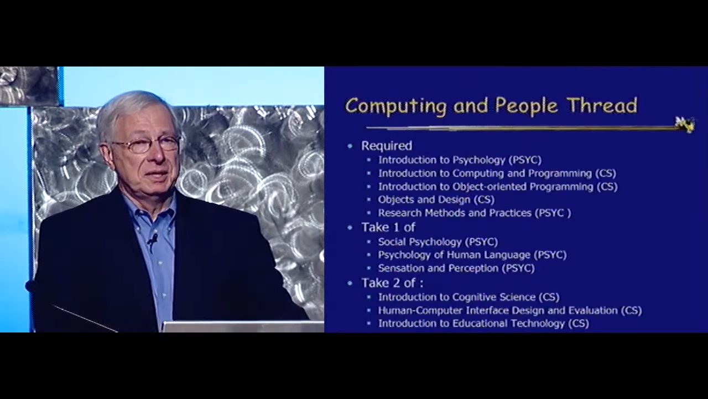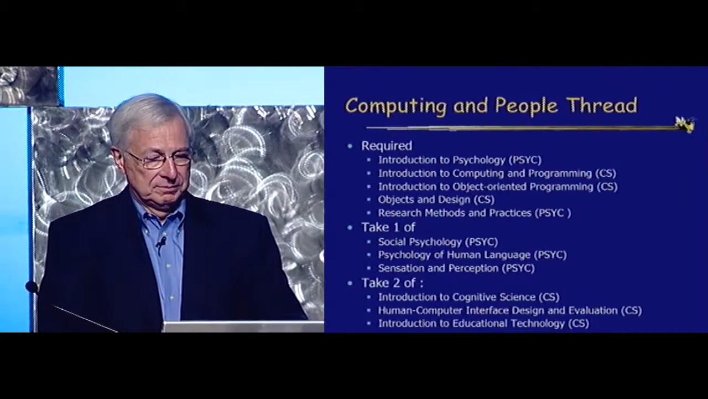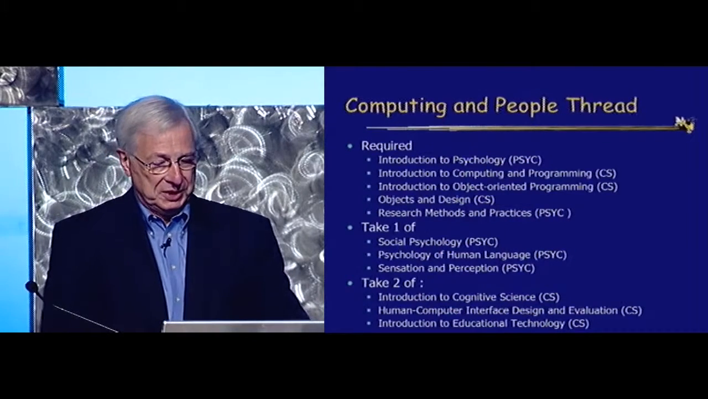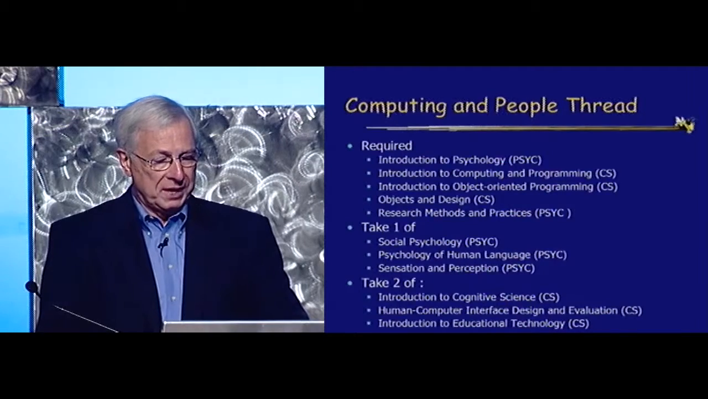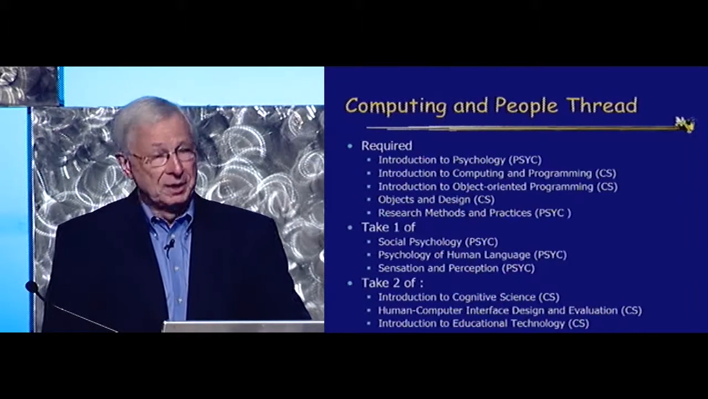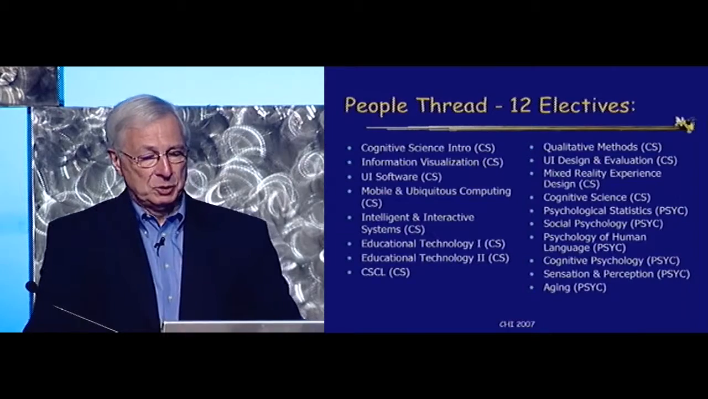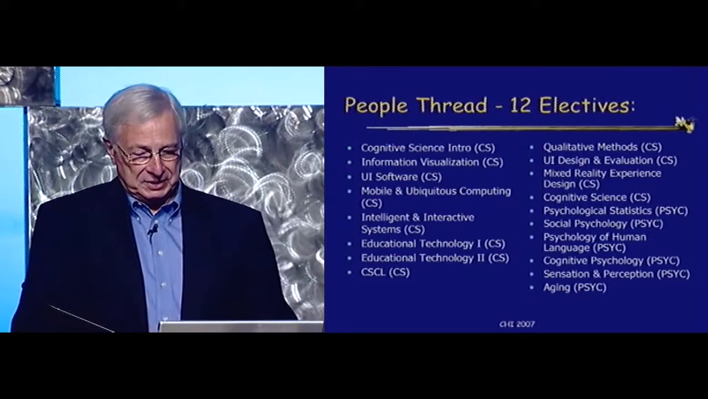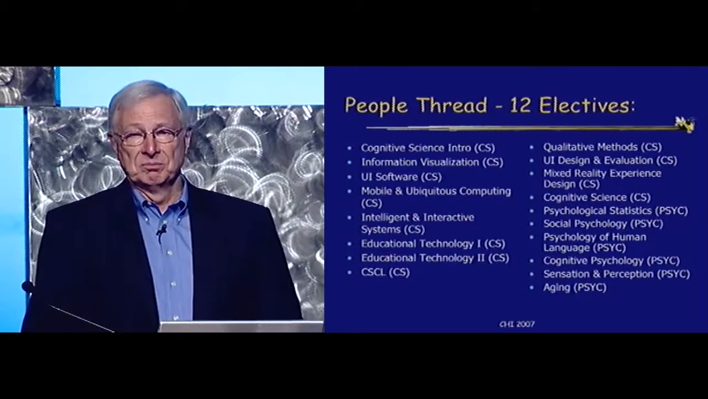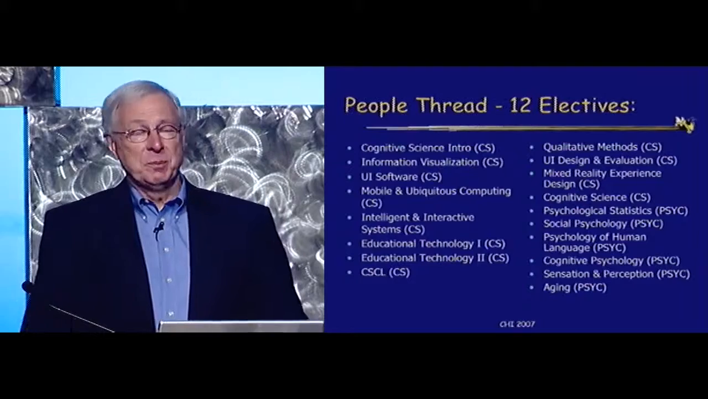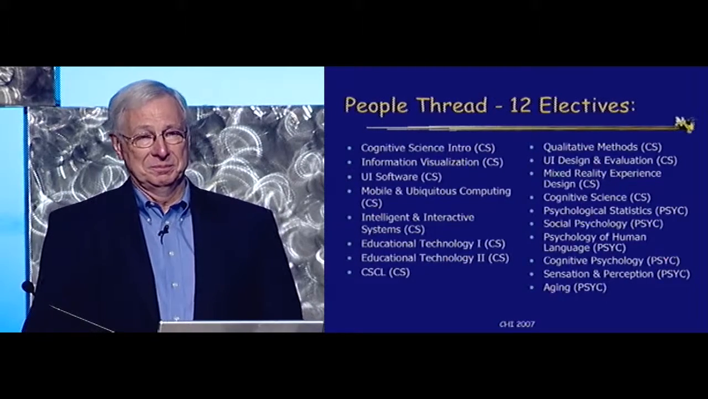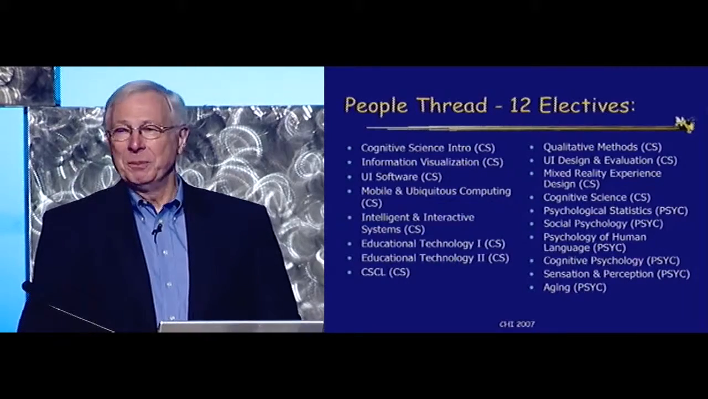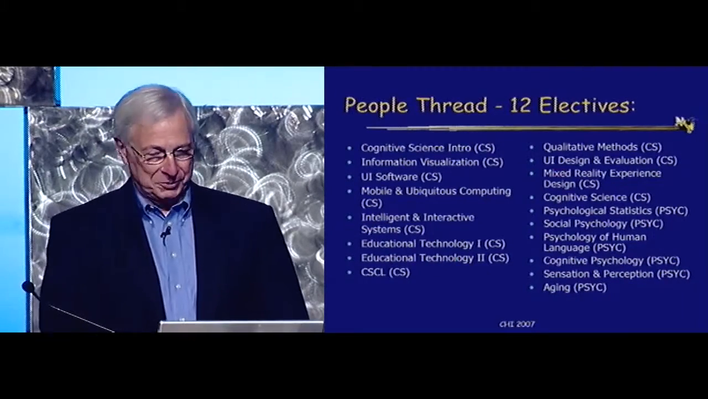What students study in the people thread, they have to take this set of 5 core courses in psychology and computer science, then taking 1 out of 3 psych courses, 2 out of 3 CS courses, and then 12 electives out of a long list of both CS and psych electives. This is not your traditional computer science undergraduate degree program, which is a good thing because, as I'll discuss later, we have problems with our traditional computer science degree programs.